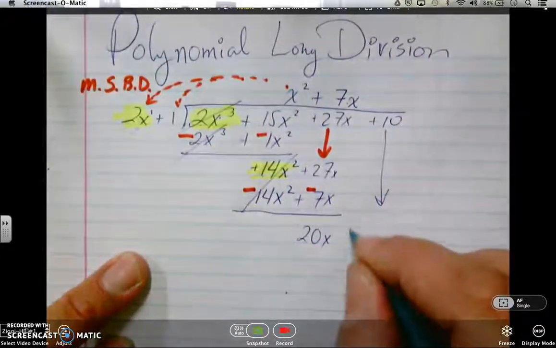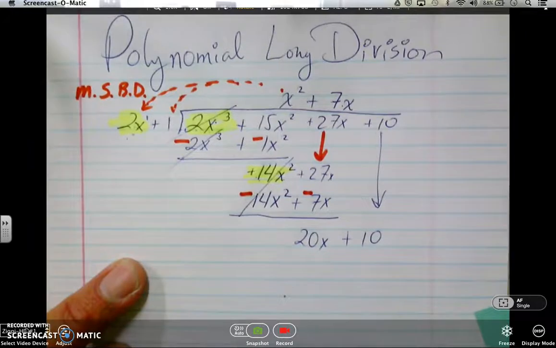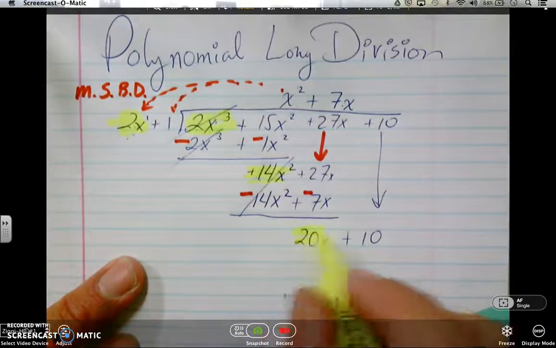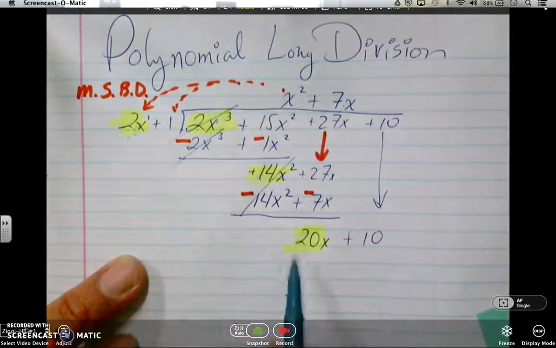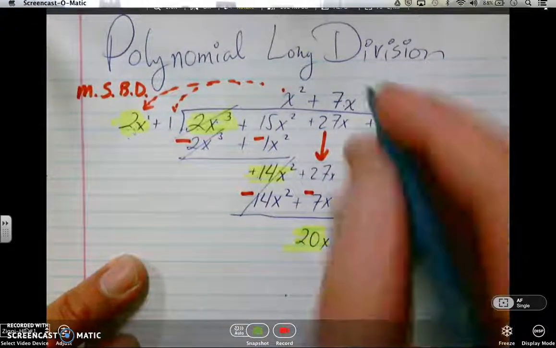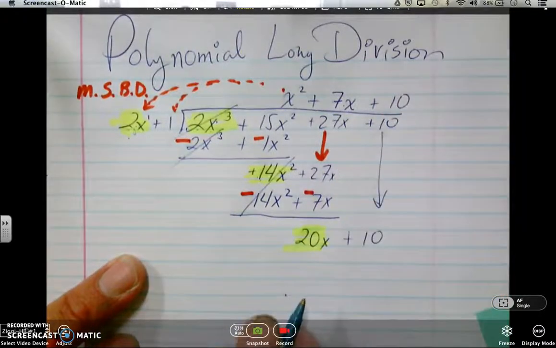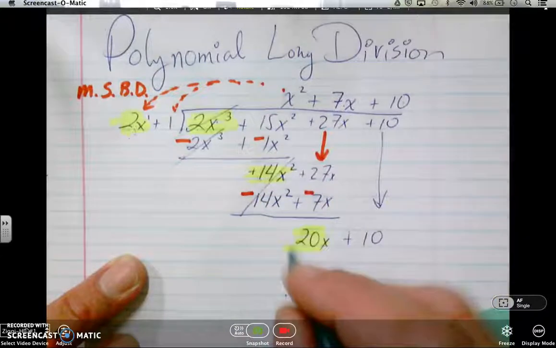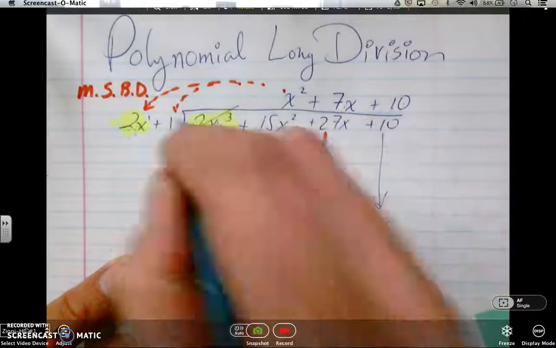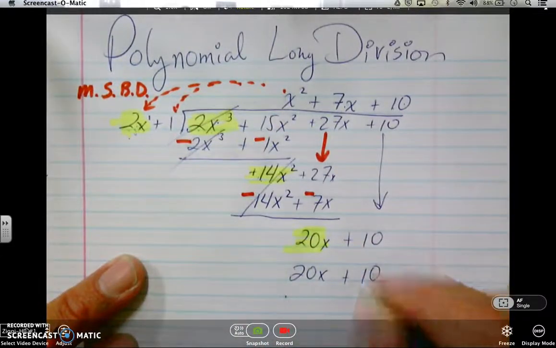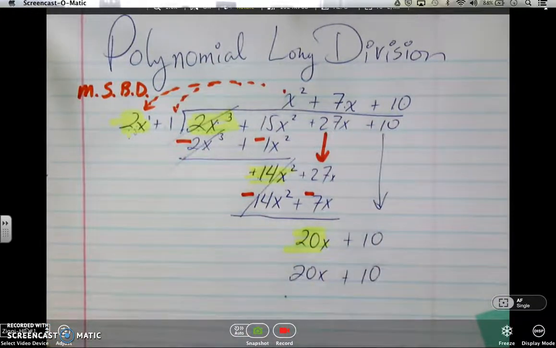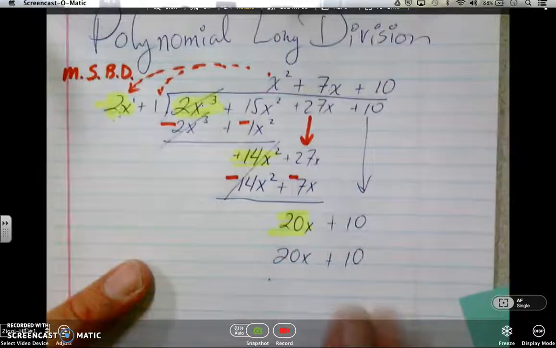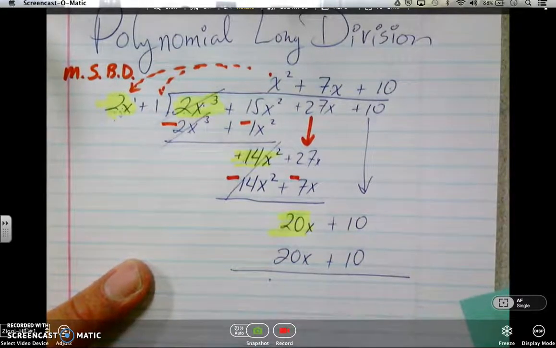Bring down the next term, plus 10. So now, one more time, 2x has to match 20x. So again, I think, what do I multiply times this to get it to be 20? Well, if it's already 2, I just need to multiply it by 10. So 10 times 2 will be 20x. 10 times 1 will be plus 1. Sorry, plus 10. There we go. Most likely, if you make a mistake, it'll be through things like that. And I almost made a mistake right there, multiplying. So once we got that, we multiplied.